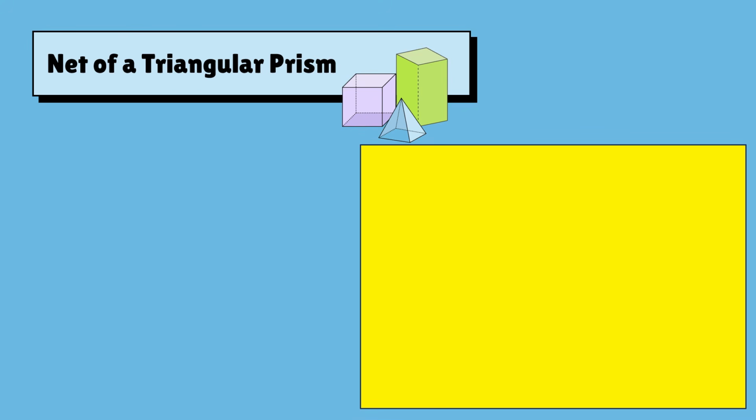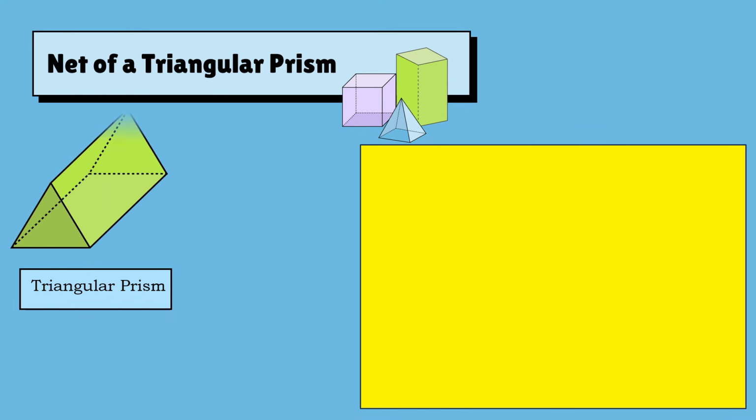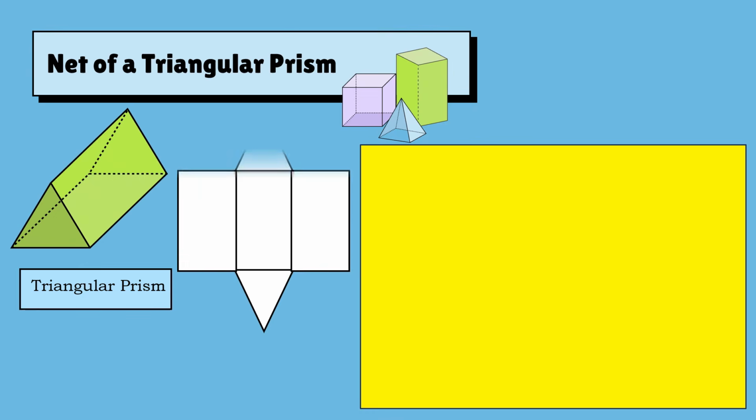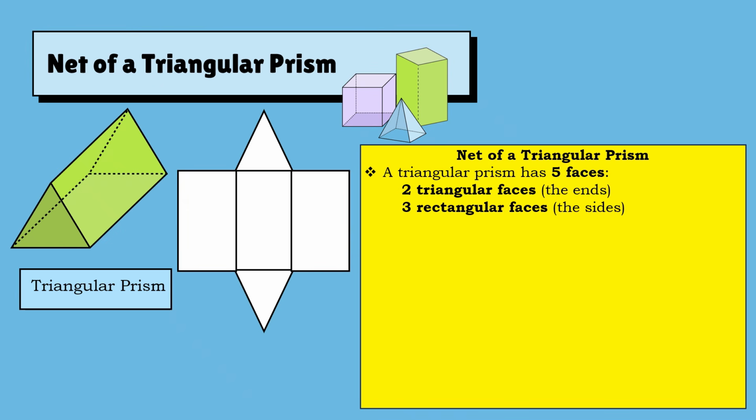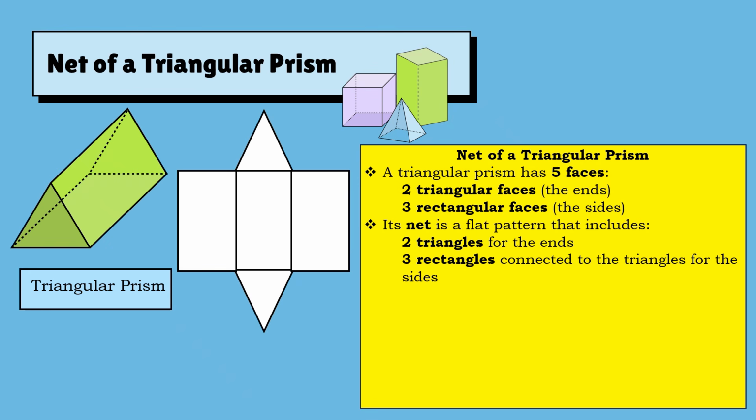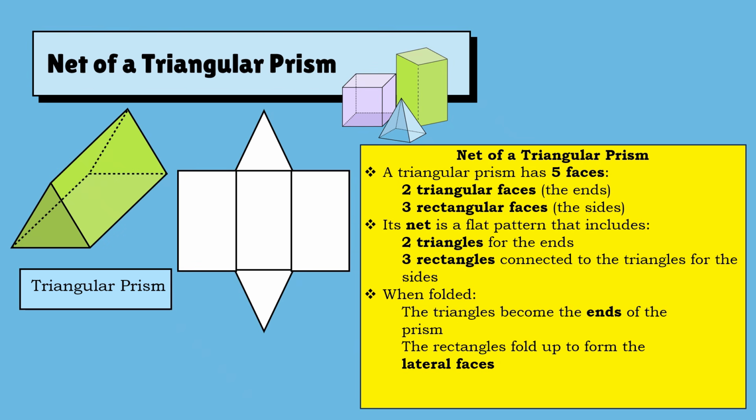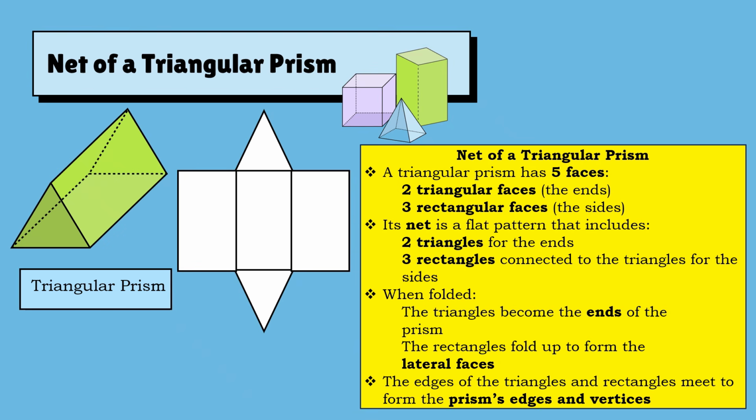Next, let's discover the net of a triangular prism. When we open a triangular prism, it looks like this. A triangular prism has 5 faces. Its net is a flat pattern that includes 2 triangles for the ends and 3 rectangles connected to the triangles for the sides. When folded, the triangles become the ends of the prism. The rectangles fold up to form the lateral faces. The edges of the triangles and rectangles meet to form the prism's edges and vertices.